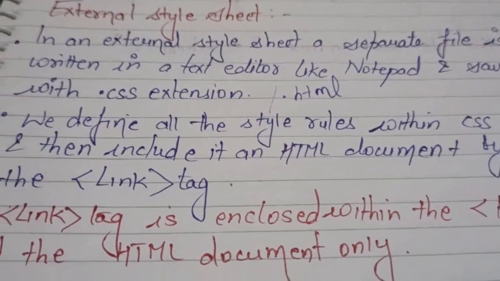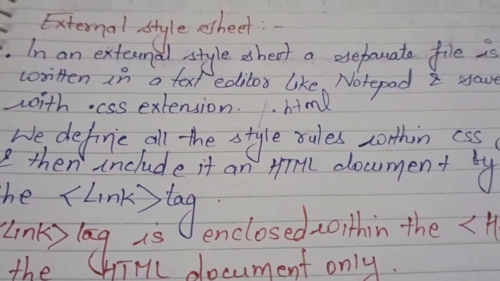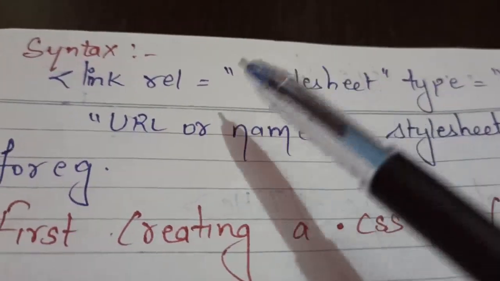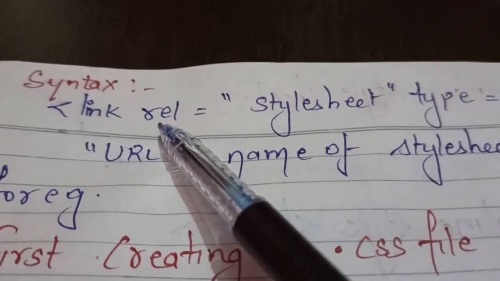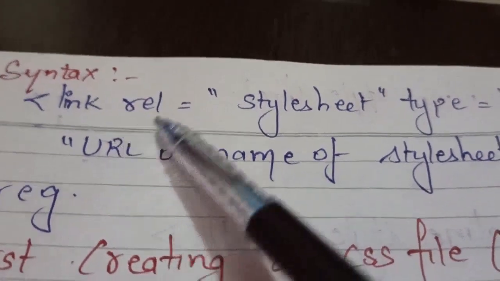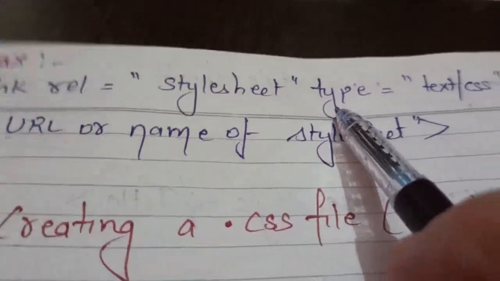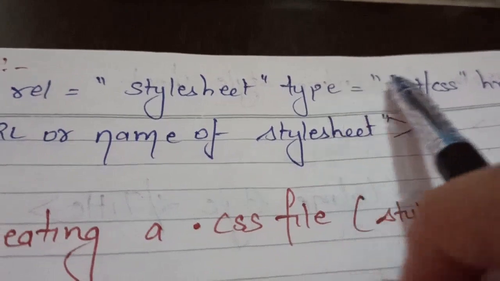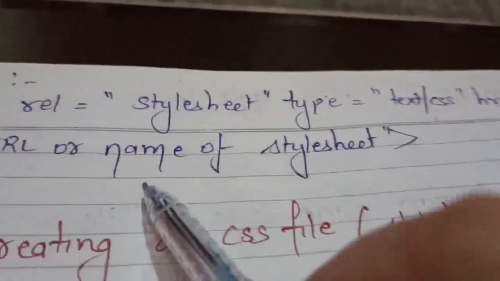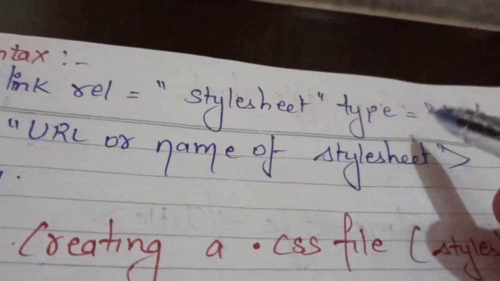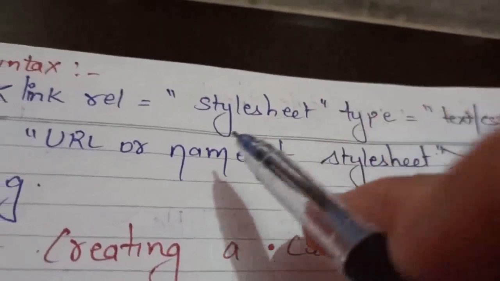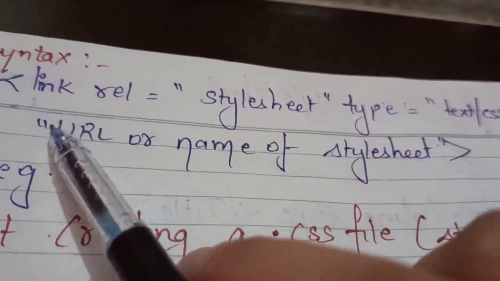Let's check the syntax, then it would be more clear to you. Yes, so this is the syntax. Here I have written link, then the syntax is rel, that is relation equal to stylesheet, then type equal to text slash CSS in double inverted commas, then href equal to either specify the URL or name of the style sheet. Everything would come in double inverted commas and the syntax would be the same.